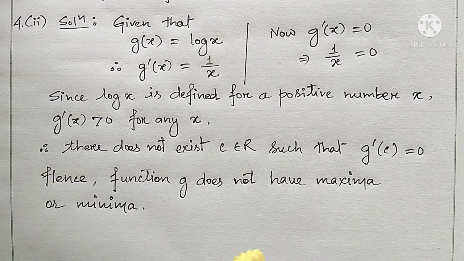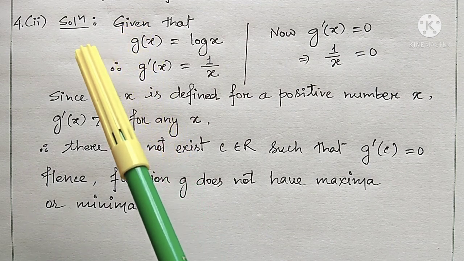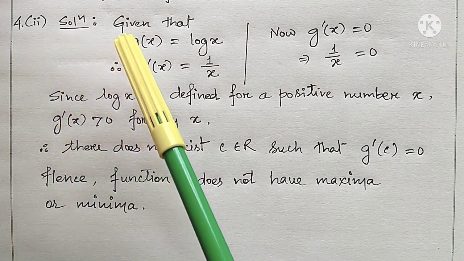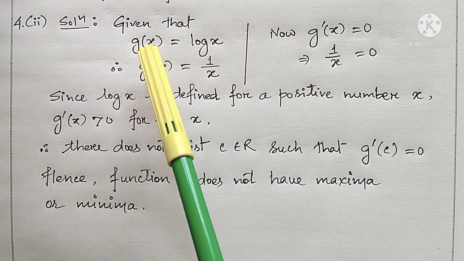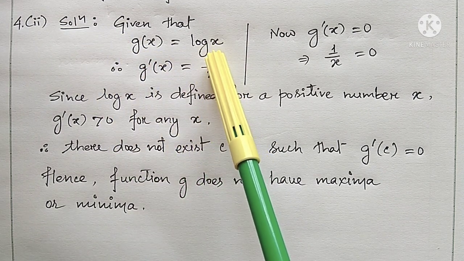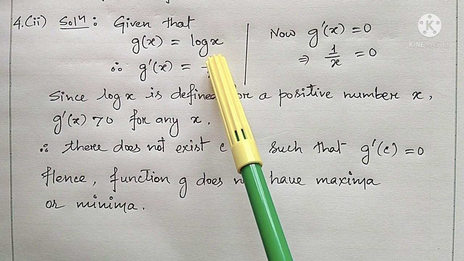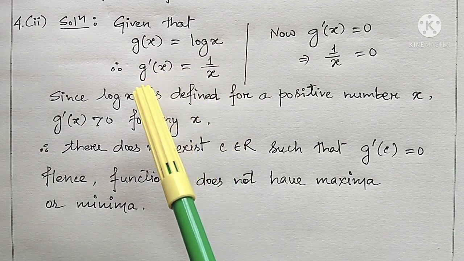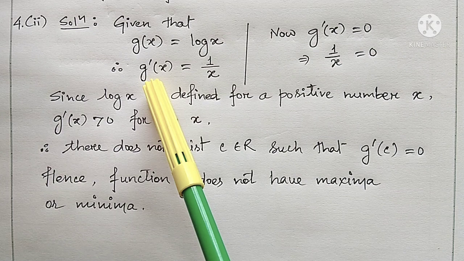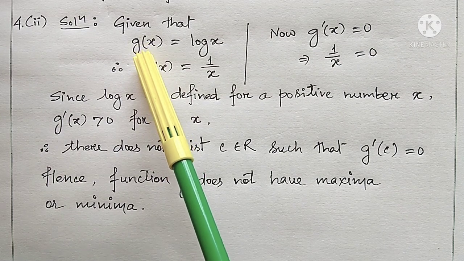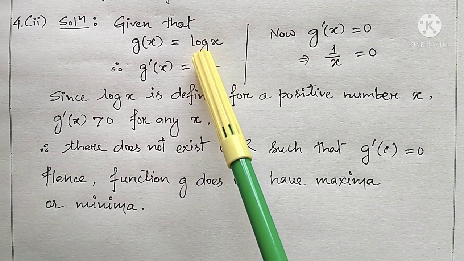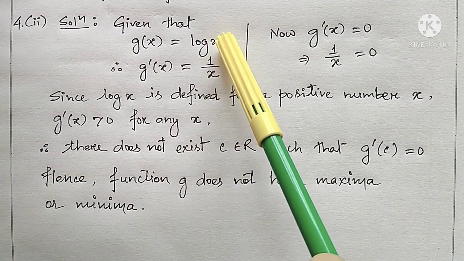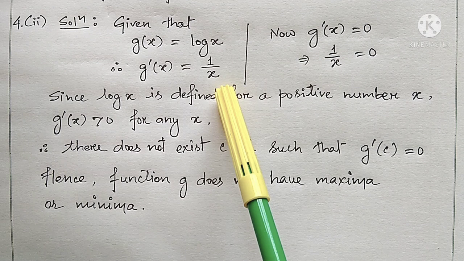After completing the first one, the second question is g(x) equals log x. This time it is a logarithmic function, but the procedure is the same. We have to differentiate it, so g dash of x. We know the formula: d/dx of log x is 1 by x, so we write 1 by x.